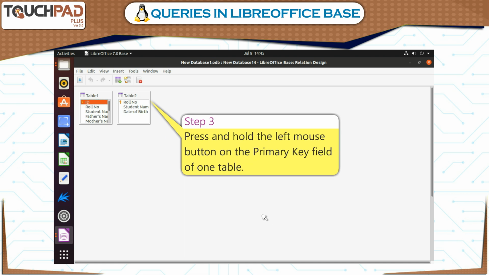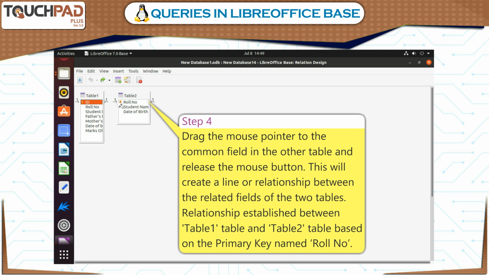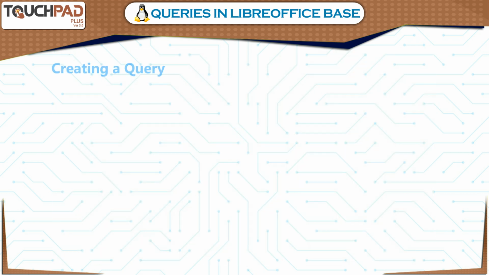Step 3. Press and hold the left mouse button on the primary key field of one table. Step 4. Drag the mouse pointer to the common field in the other table and release the mouse button. This will create a line or relationship between the related fields of the two tables. Relationship established between Table 1 table and Table 2 table based on the primary key named roll number.